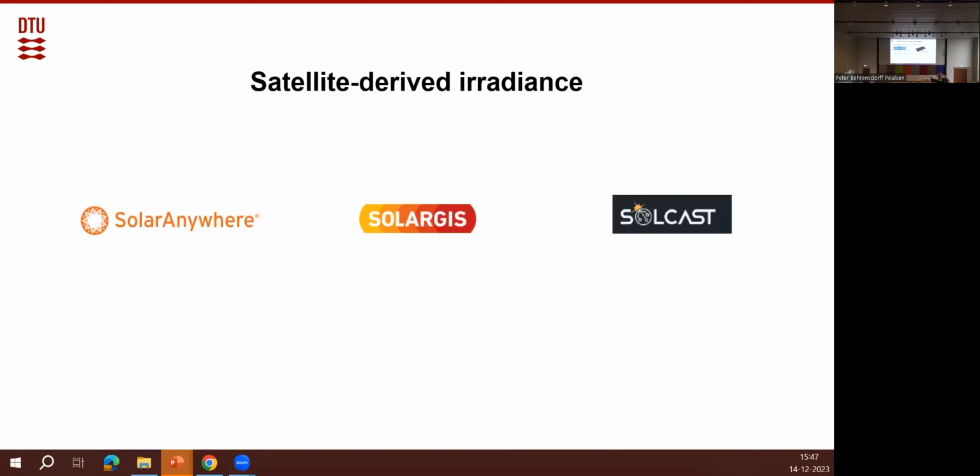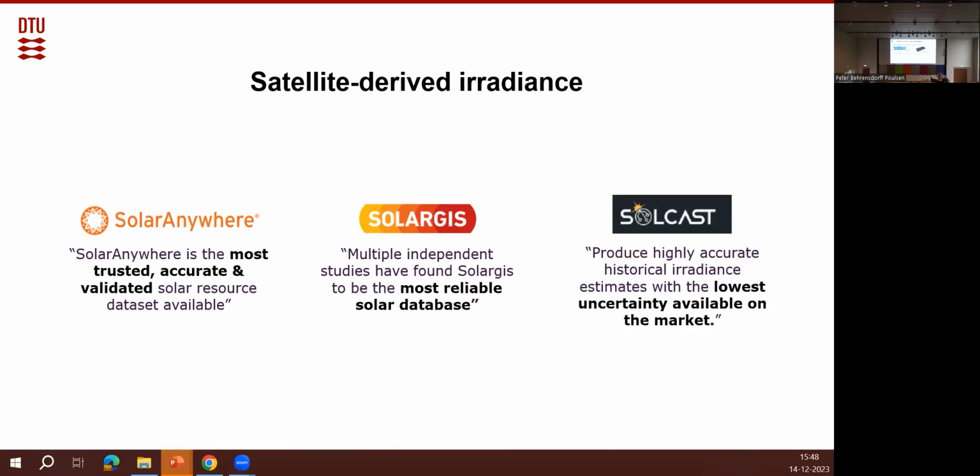But one of the challenges is that we don't really know which one to choose. So here we have the 3 most well-known providers of satellite irradiance data. And if we take a look at their data sets, it's like: this one is the most trusted, accurate, and validated. This is the most reliable solar database. And this has the lowest uncertainty available in the market. So clearly, as a user, it's not very easy to choose which of these data sets to use when we want to plan a project. And that's quite important. They have different costs and they have different accuracies and whatnot.